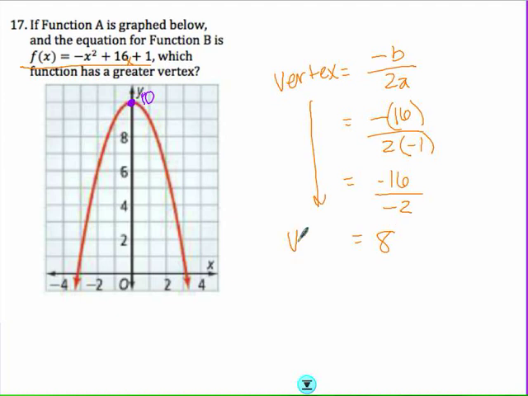So the vertex of function b is 8. So 8 compared to 10, that means that function a has a greater vertex. So function a is greater.